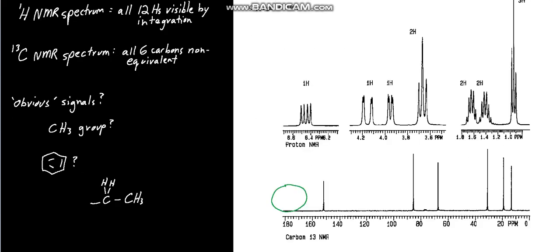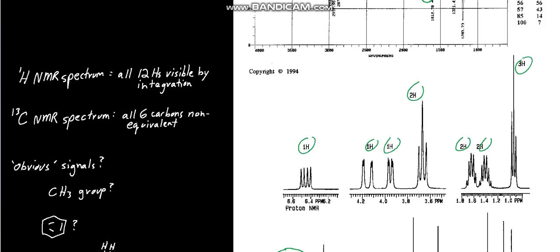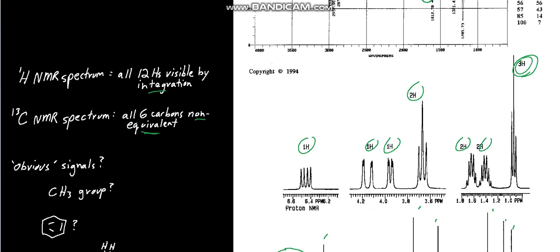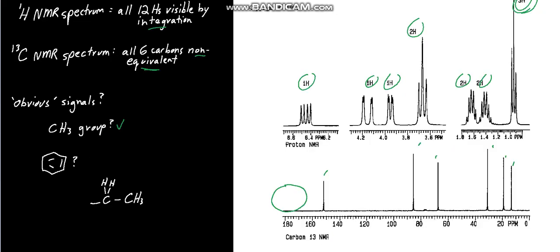In the proton NMR spectrum, all 12 protons are visible by integration. Here we have a methyl, and all 6 carbons are visible in the carbon NMR spectrum, meaning they're all non-equivalent. Looking at integration and equivalence is always what you want to do first before you get into analyzing chemical shift, and especially before multiplicity. All right, so obvious signals I already mentioned. We have the obvious methyl 3 hydrogen signal. So yes, it does look like we have a methyl group.